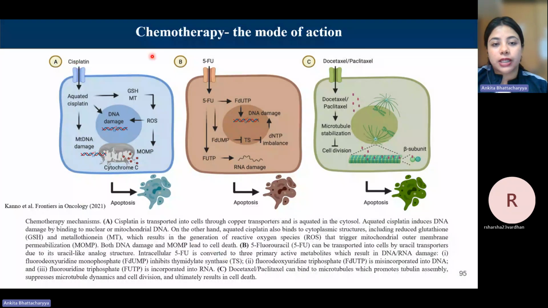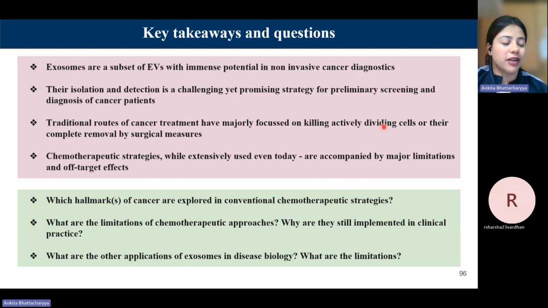And finally, we looked at detailed mechanisms of these three drugs, which are cisplatin, 5-fluorouracil, and docetaxel or paclitaxel. And we looked at the ultimate result being the fact that cells will die, they'll be subject to apoptosis. But the way in which these cells are being pushed to the condition where they are eventually succumbing to cell death, that is quite variable. So these are all of the different mechanisms that you need to keep in mind. So this was our discussion for the last class, and we ended with these key takeaways and key questions.